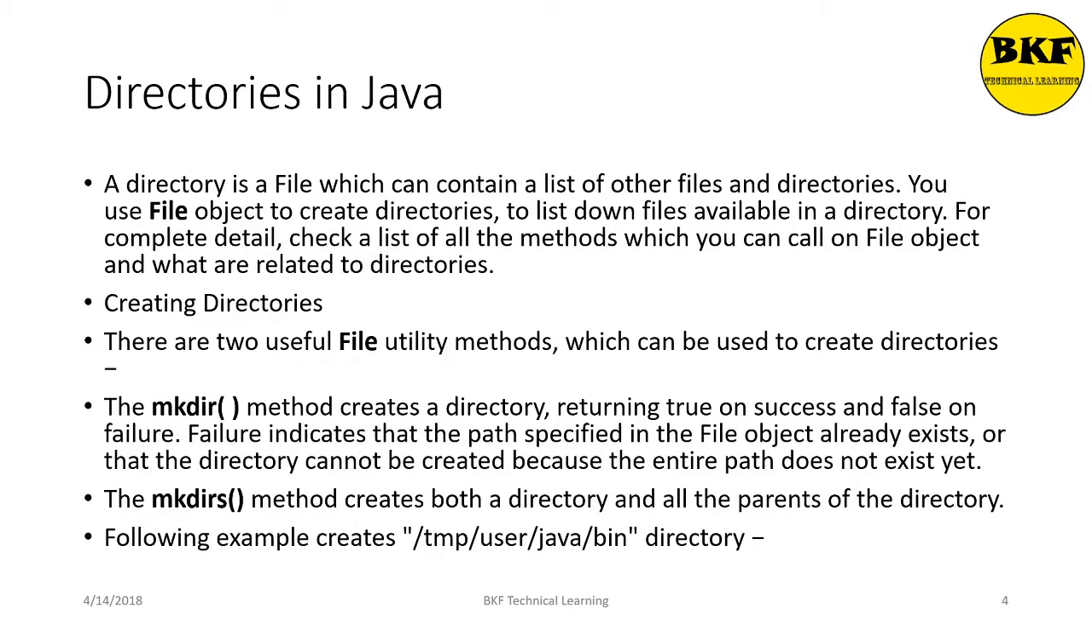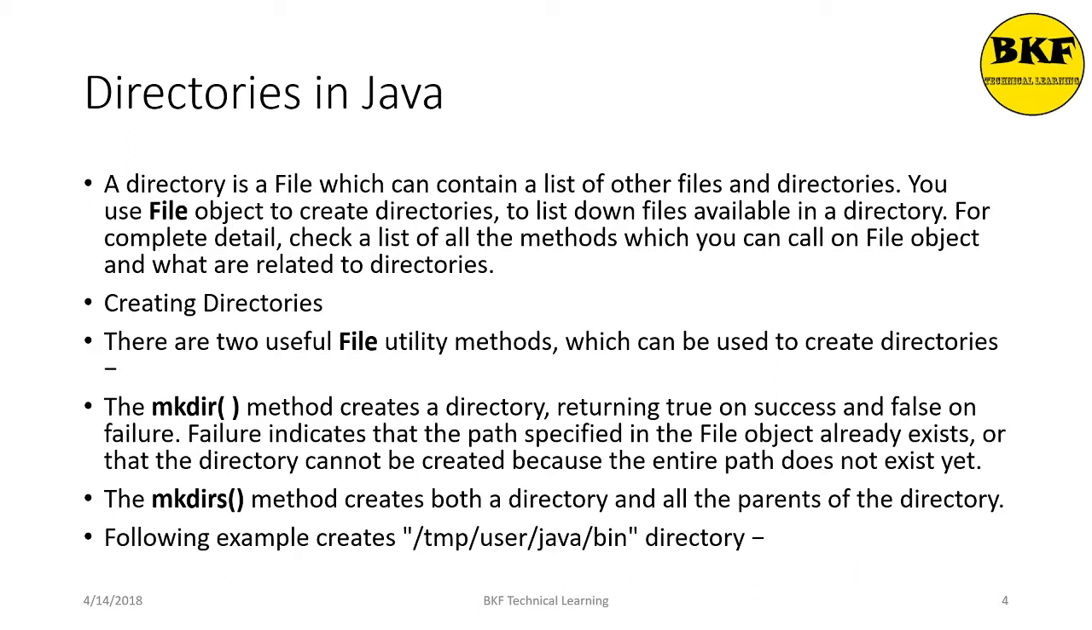Now let's see directories in Java. A directory is a file which can contain a list of other files and directories. You use file object to create directories and to list down files available in a directory. For complete details, check a list of all the methods which you can call on file object and what are related to directories. Let's see how to create directories.